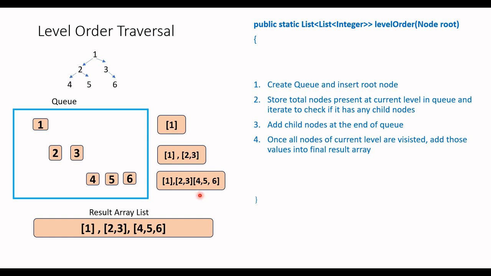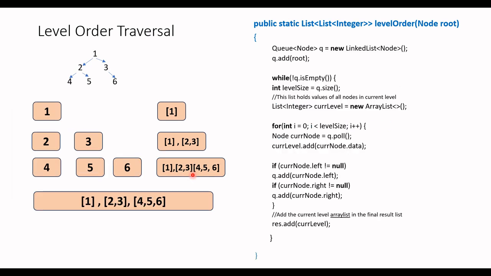So I think this is a straightforward one. Now that you have understood the logic, I will translate this workflow into code, and I have provided the link for this code at the bottom. So you can pause the video and have a look at how this works. Initially we'll add the root node into the queue. We'll create a queue structure over here.